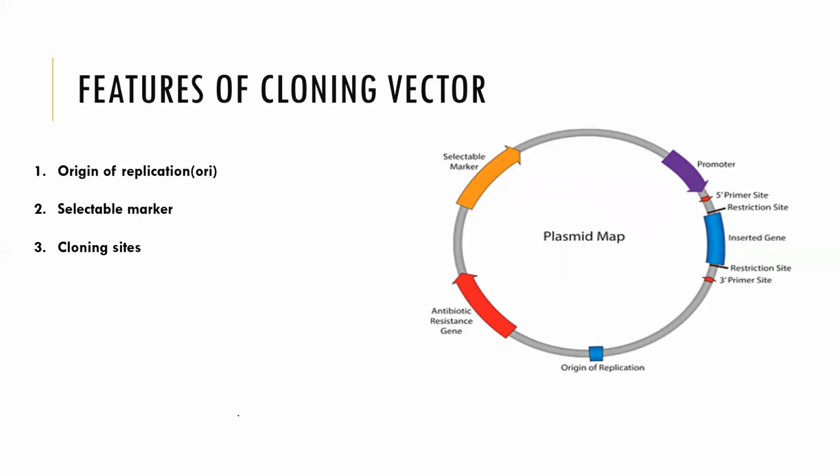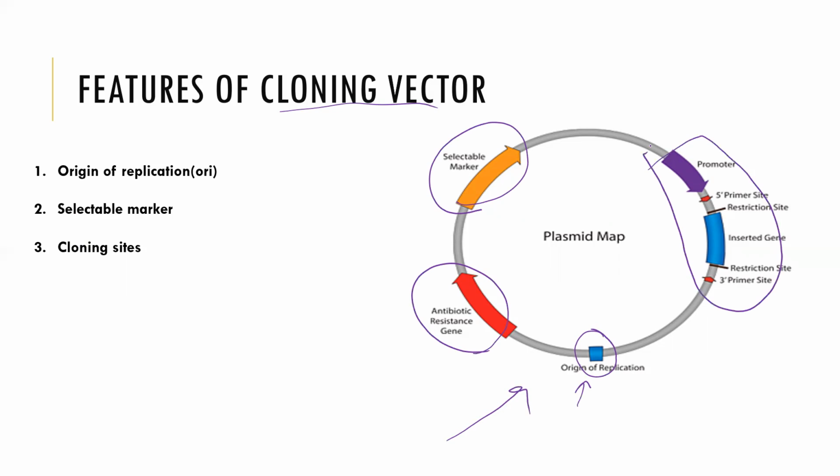What are the features of a cloning vector? This is a cloning vector. It contains an origin of replication. This is where the replication actually starts. And they have a selectable marker, an antibiotic resistance gene, and there is a cloning site. This is referred to as a cloning site. This is where the foreign DNA is actually incorporated.